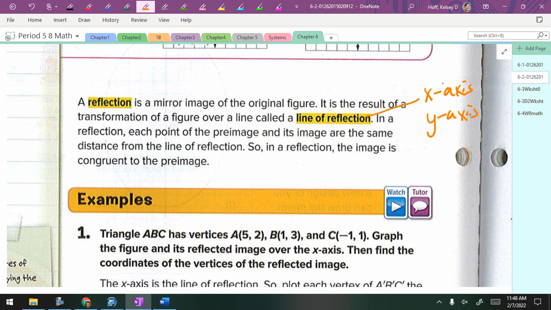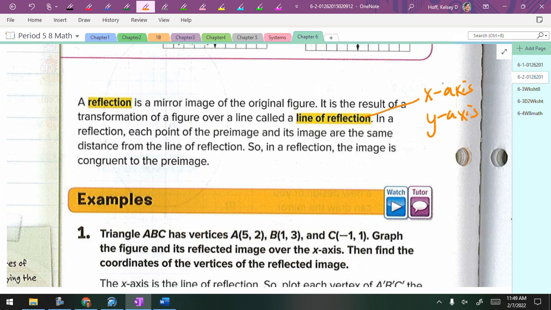In a reflection, each point of the pre-image, that's the original, and the image, the new one, are the same distance from that line or from that axis. So in a reflection, the image is congruent to the pre-image. Congruent means same size, same shape. Just like I told you last week, if you start with a square and you end up with a triangle, you know something's not right.